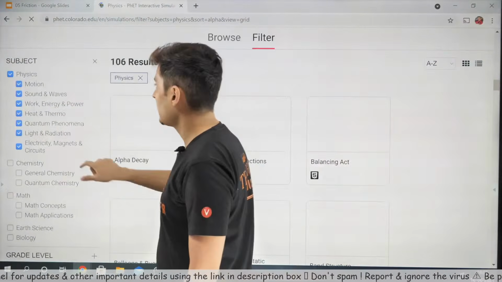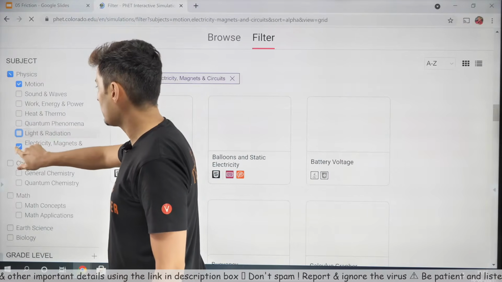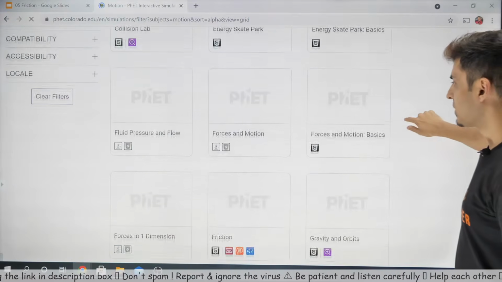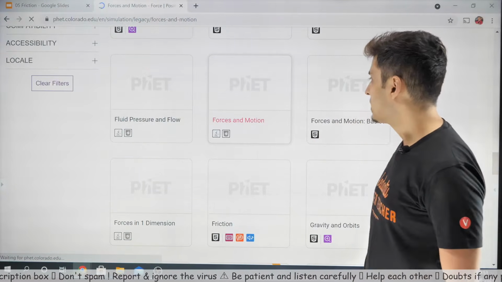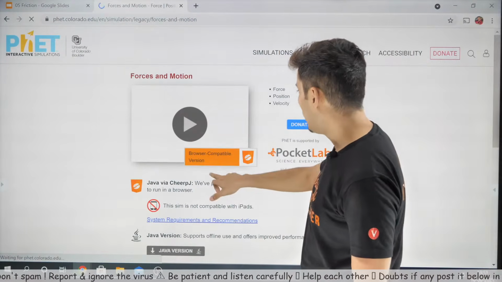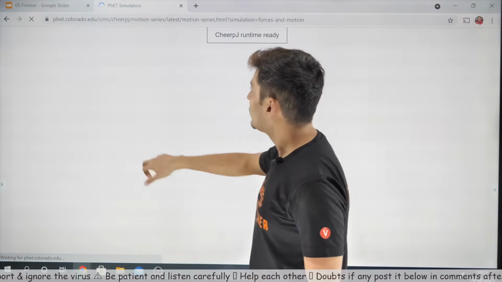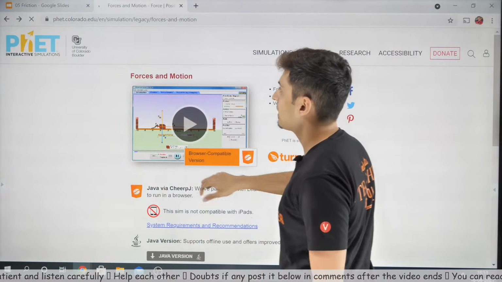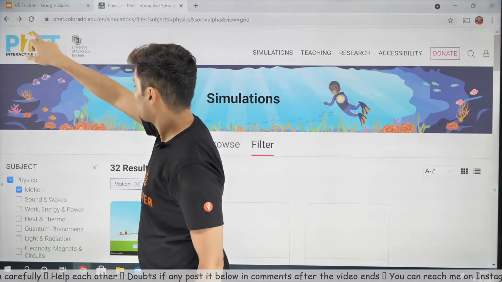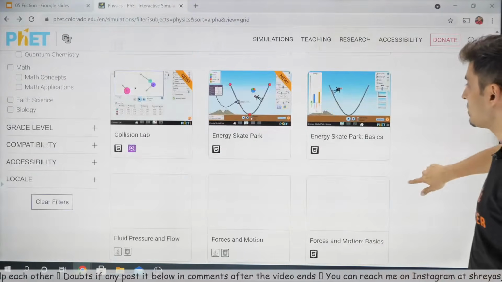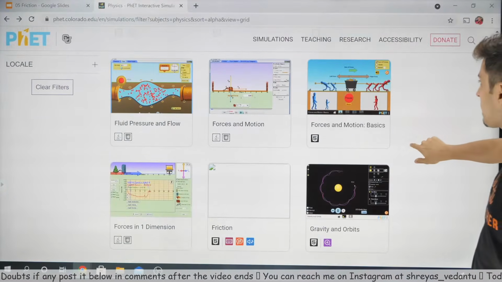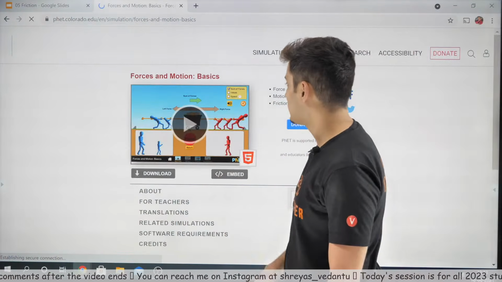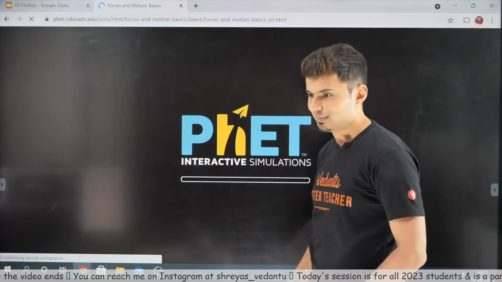Okay, finally it has popped up. I'll just select some appropriate filters like motion. Now I wanted forces and motion. Okay, forces and motion. I'll just open this. Wait a minute. Yes, just 1 second. Okay, I'll just go back over here. Yeah, this is the one I wanted. Okay, forces and motion. I'll just open this. Now this is fine.